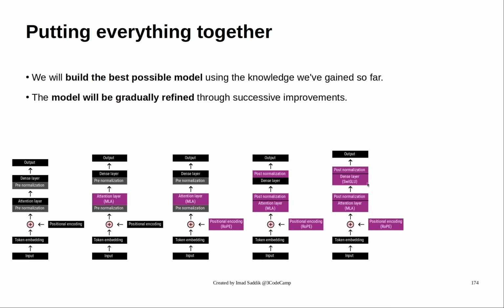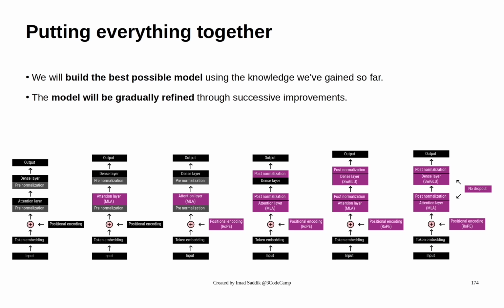In the feed-forward network, which I called dense layer, I will replace the ReLU activation function with SwiGLU. And last, I will remove dropout. So you can see we have 5 steps. By the end, we should see a big improvement in performance. After each step, we will show a graph of the loss curves so we can see our progress.